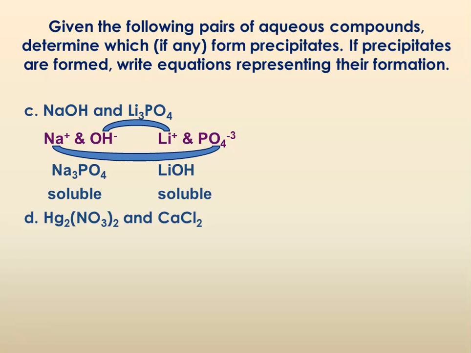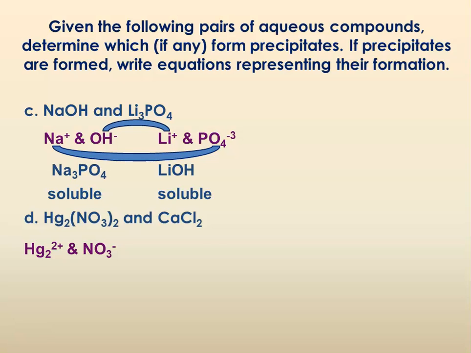In this particular scenario, because you started with two alkali metals, you have no chance of forming a precipitate, and so you don't have an equation to write. There was no precipitate that formed. Sorry, I skipped ahead. I didn't know if I was going to include anything about whether a precipitate didn't form in C. In letter D, you have mercury(I) nitrate and calcium chloride.